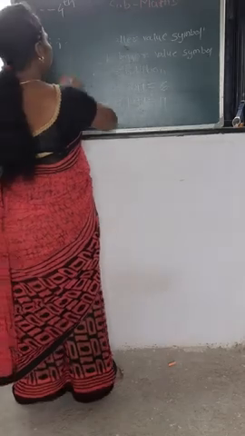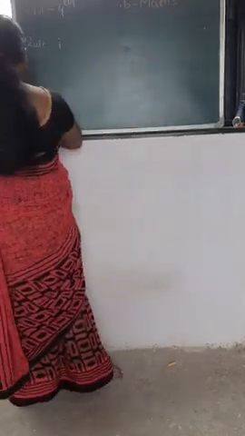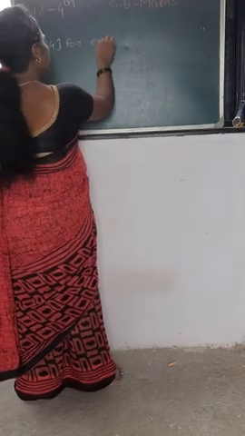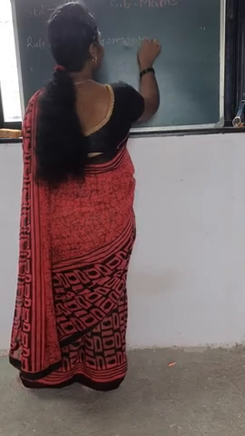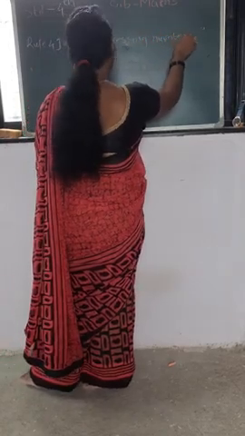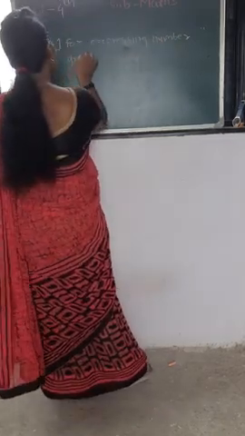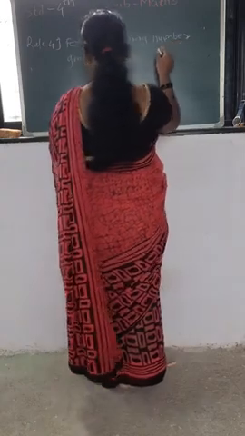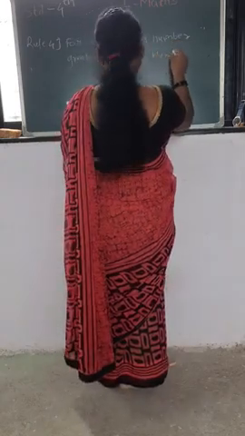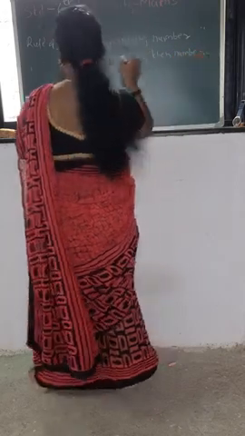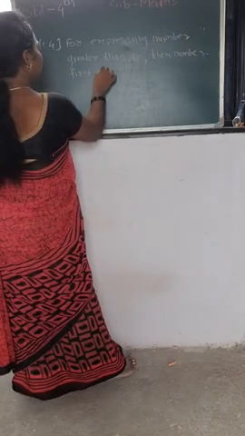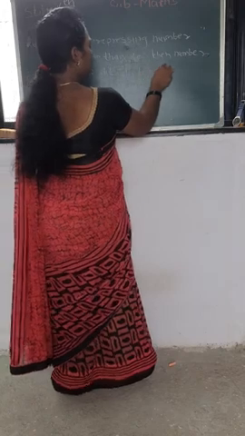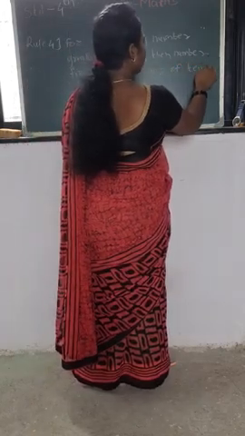Then the last rule, rule 4, is: for expressing a number greater than 10, the number is first split in terms of tens and ones.